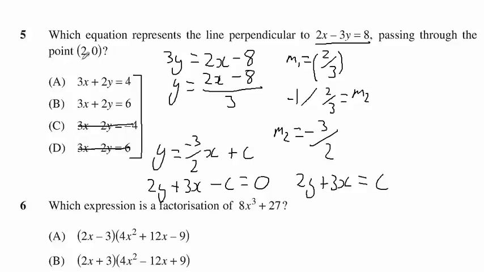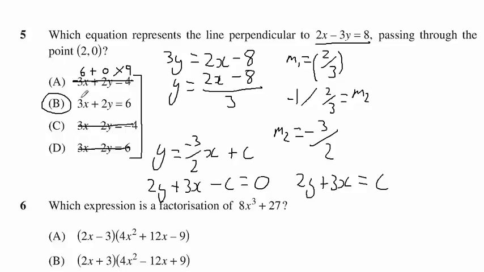Now, we know that it has to pass through the point (2, 0), so we can substitute in these values. And so when x equals 2, that equals 6. And when y equals 0, that equals 2. And 6 plus 0 does not equal 4. And so A is out, which leaves B.